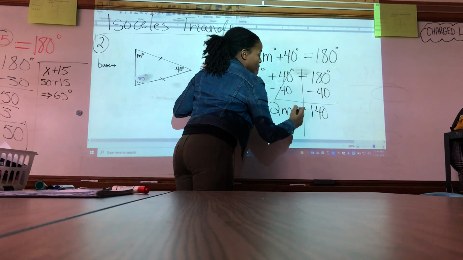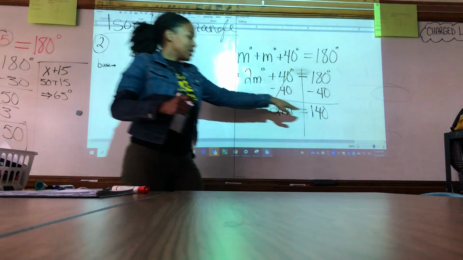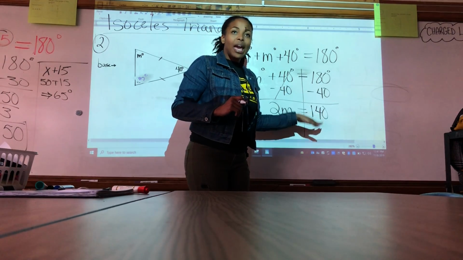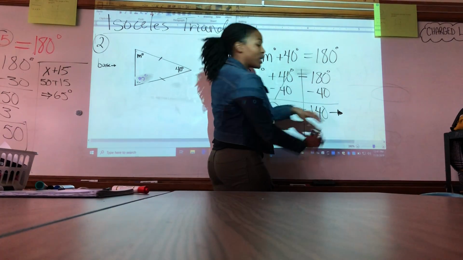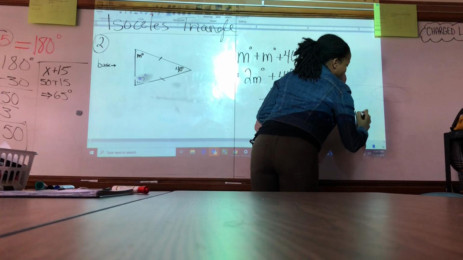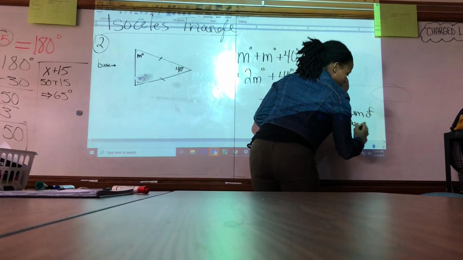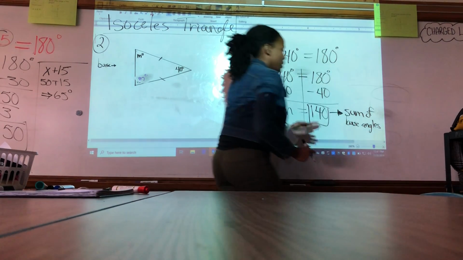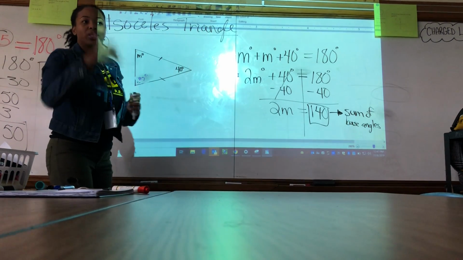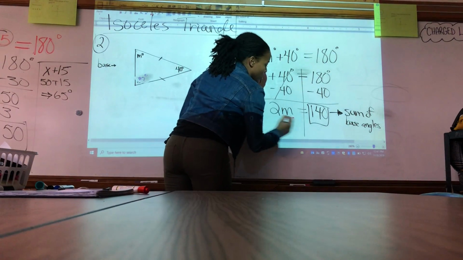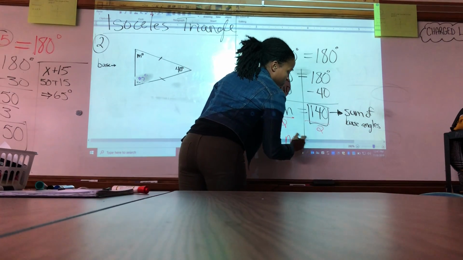2M. This is important. At this step, this is the sum of the base angles. So write that here. When it says 2M equals 140, this 140 is the sum of the base angles, which means that these two angles are going to equal 140. So with that being said, we take it that step further, divide by 2 on both sides. M equals 70. Yes. So that means what? 70 plus 70 equals 140.